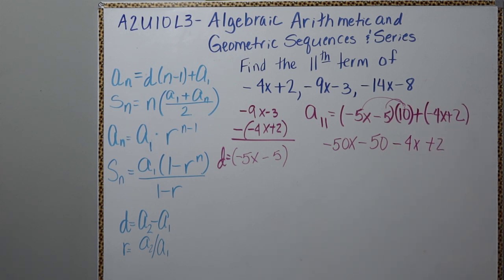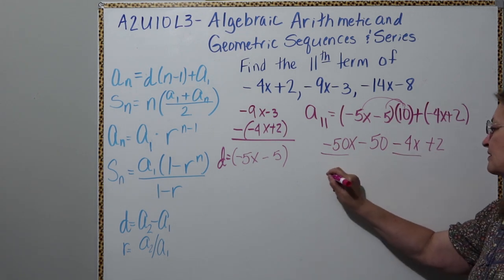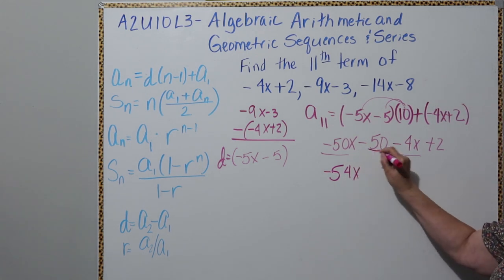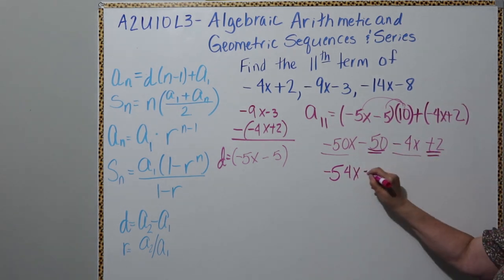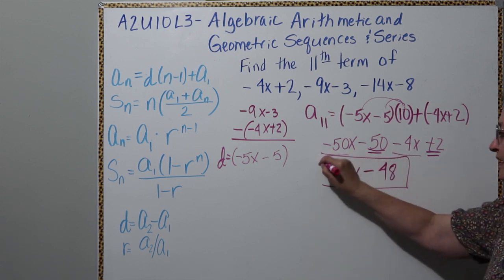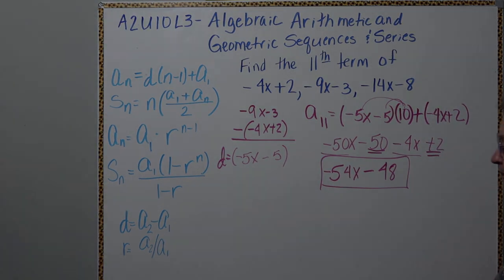Alright, now let's combine terms. Negative 50x minus 4x is negative 54x, and minus 50 plus 2 is minus 48. So this is the 11th term in your arithmetic series. Let's look at one more.